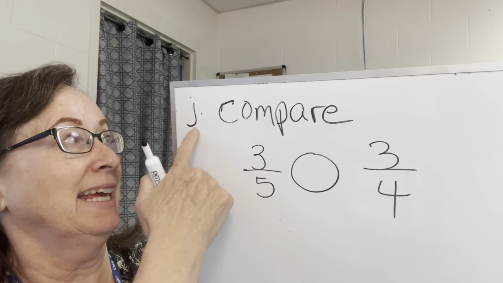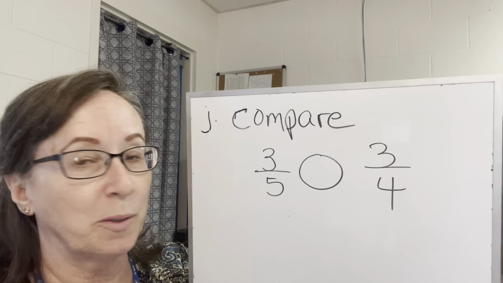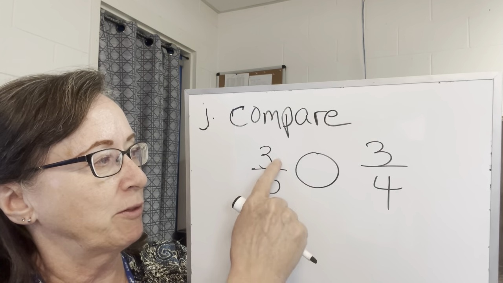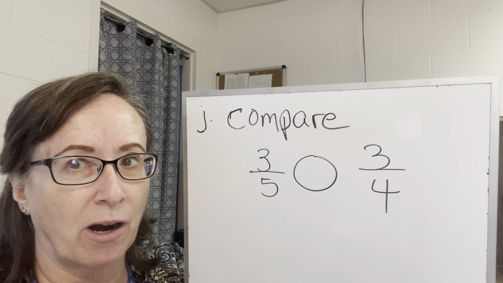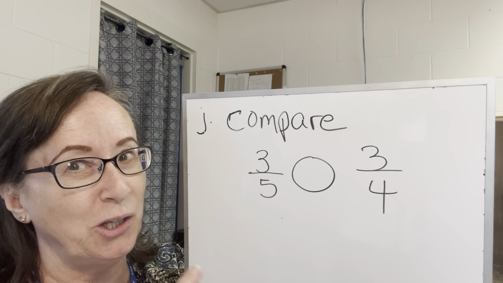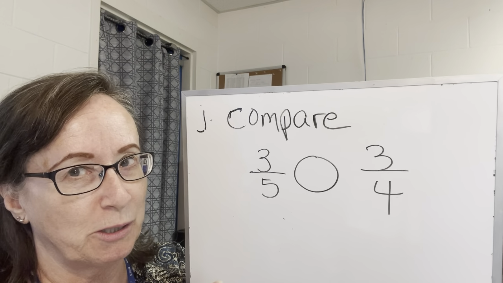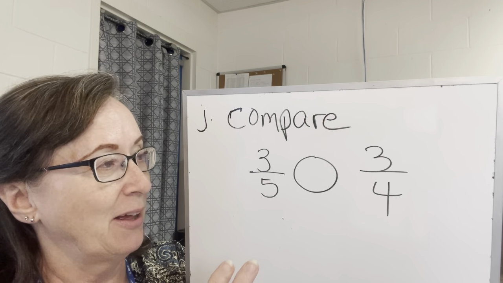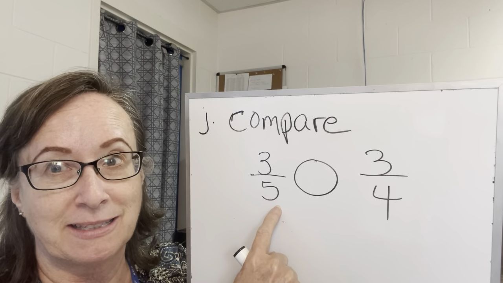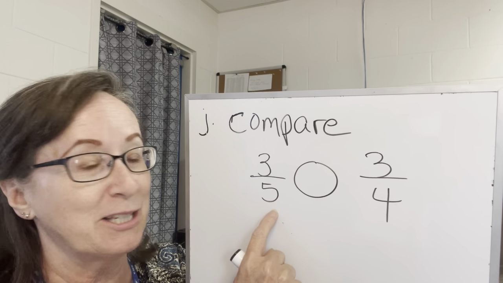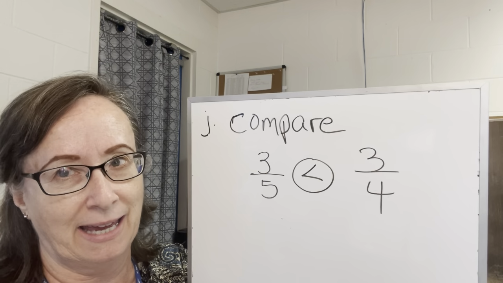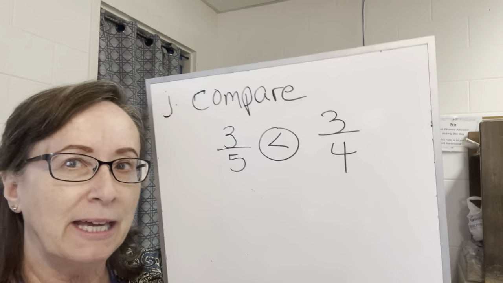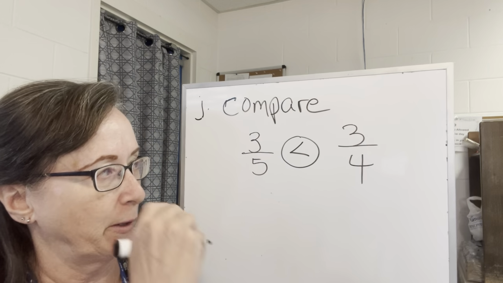Okay, so this is J in your practice set. So we have 3/5 and 3/4 that we are comparing. Now, we could use what we learned before. Since the numerators are the same, then this pizza is divided into more people. So this is going to be less than, okay? But let's go ahead and do it with our new material, okay?